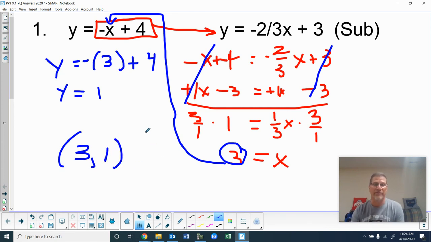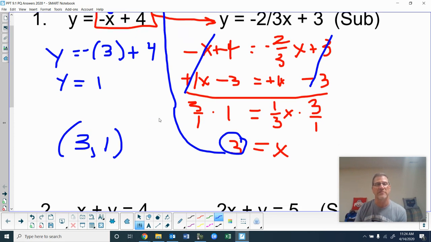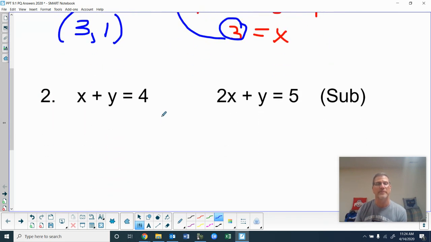We could have graphed those two and made two lines, and where they would meet would be at that point 3, 1. But we're not doing that method. We're doing substitution. So again, we're going to get one of the variables alone and then substitute for that variable into the other equation. All right, this one is kind of tricky because both of these y's were by themselves. So we just set the two equations equal.